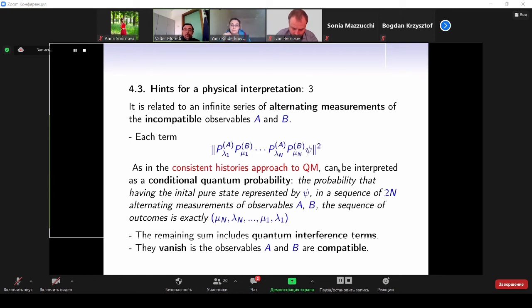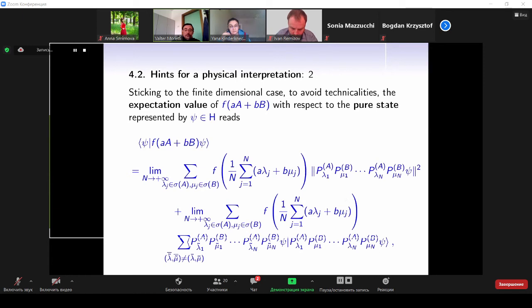But this formula includes also this last part. In some sense, it represents a quantum interference. So even if this term may have a classical interpretation, as a conditional probability, these terms have a completely quantum nature. In fact, it disappears as soon as A and B are compatible, if they commute, if they can be inserted in a large maximal set of commuting operators, which is a classical object.